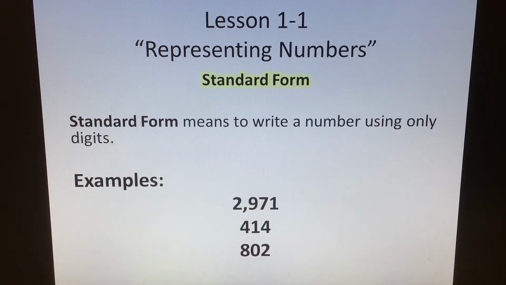Standard form is another word to know. Standard form means to write a number using only digits. We think of it as the regular way to write a number. Examples include 2,971 written in all numbers, 414 written in numbers, 802 written in numbers.